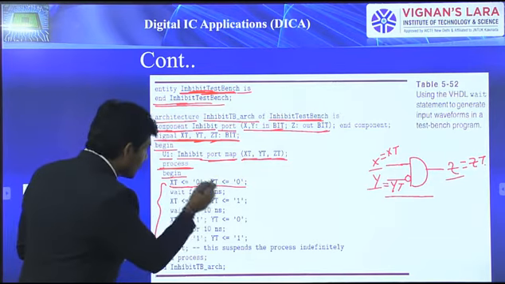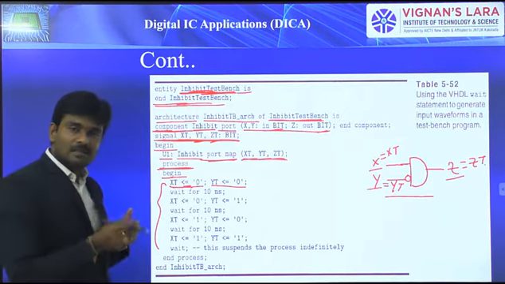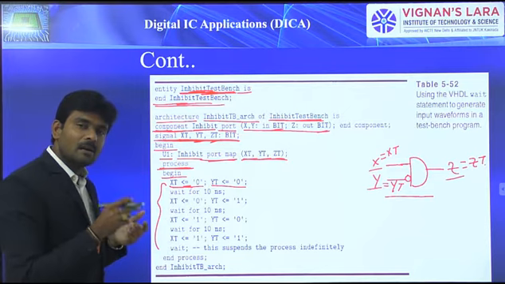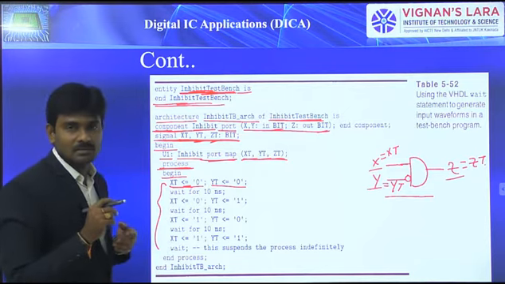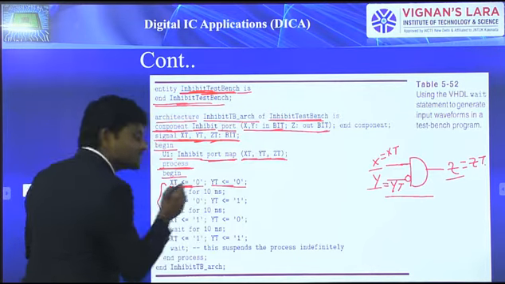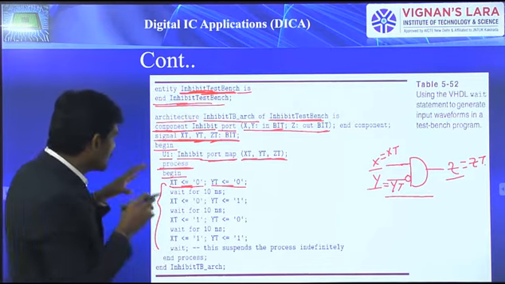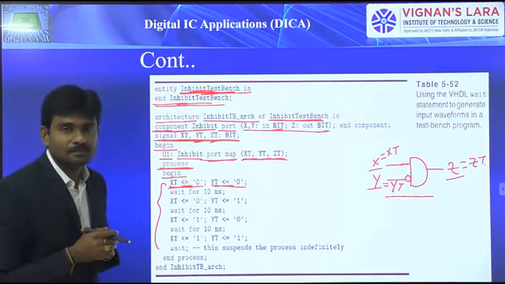Because XT and YT are signals, while you are assigning values for signals, the assignment operator is less than or equals to. Remember that. For variables, it is colon equals. So here these are all signals. Because of that, less than or equals to is the assignment operator. By means of that, initially I assigned XT and YT as 0 0.